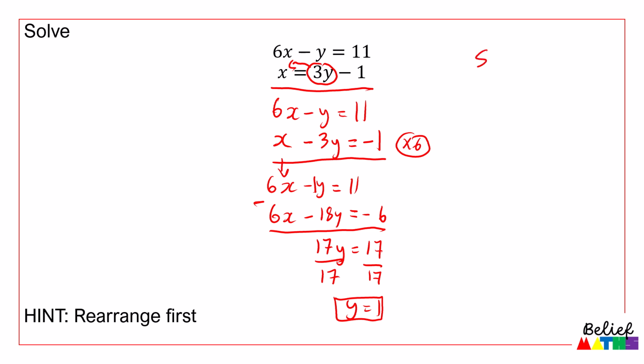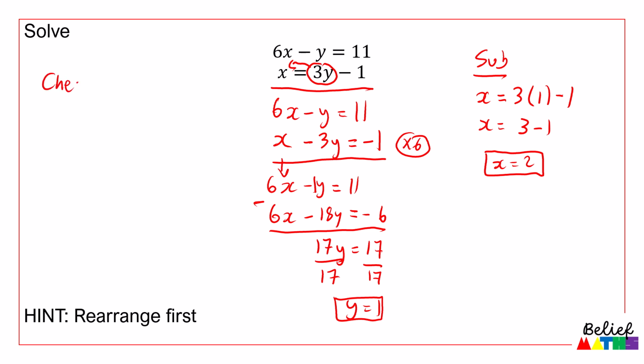Now we substitute that in. I'm going to substitute into my second one, and what you'll see here is that it's actually a little bit easier to do it with this second equation, okay? Because actually it doesn't involve any rearranging. So 3 times 1 is 3, take away 1, so x gives me 2. So now we've got x equals 2 and y equals 1.